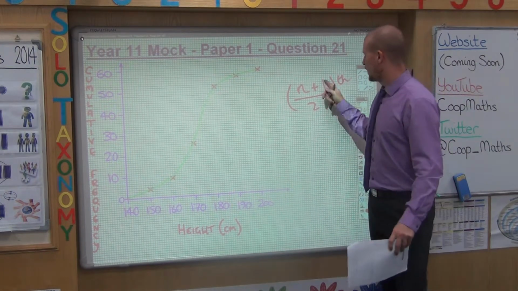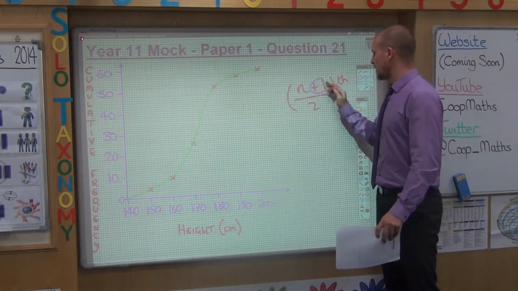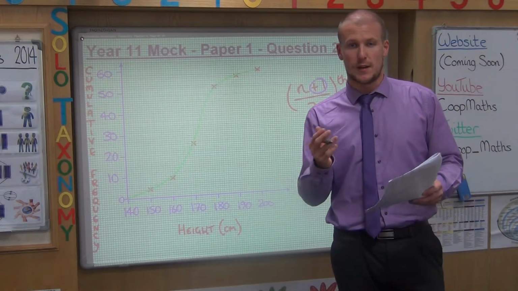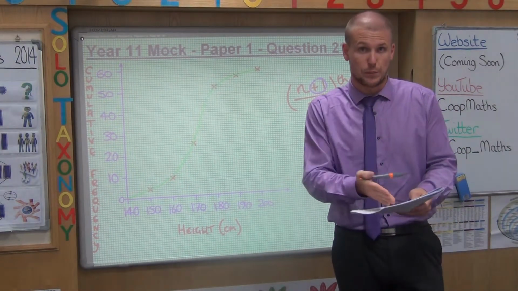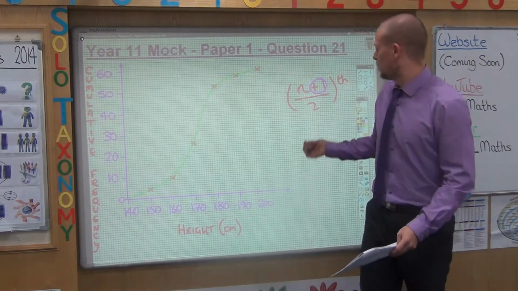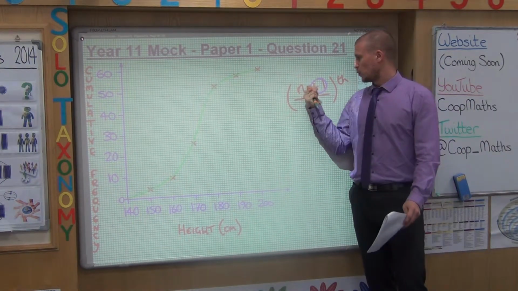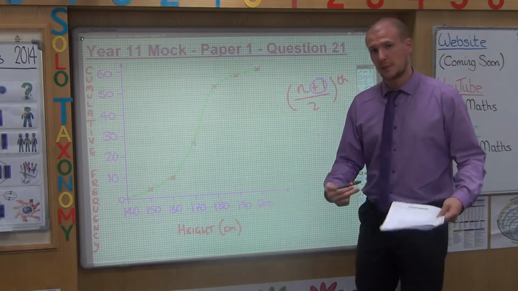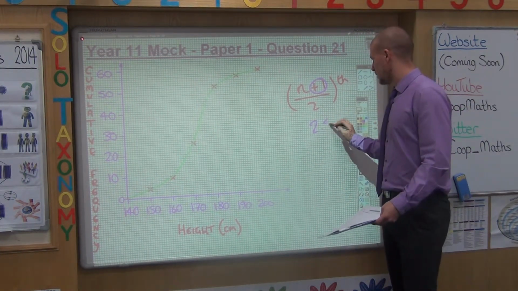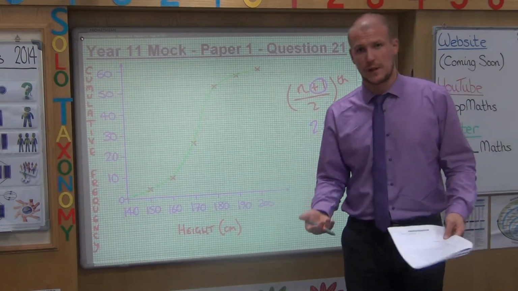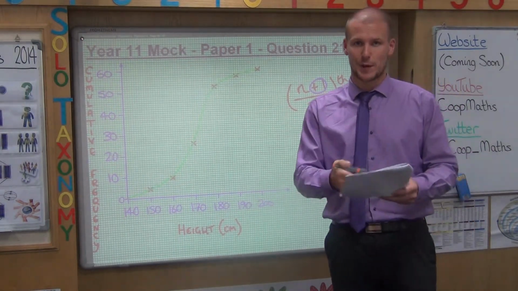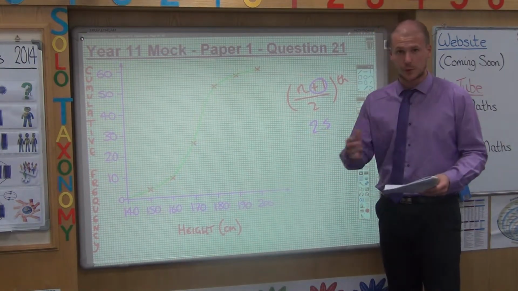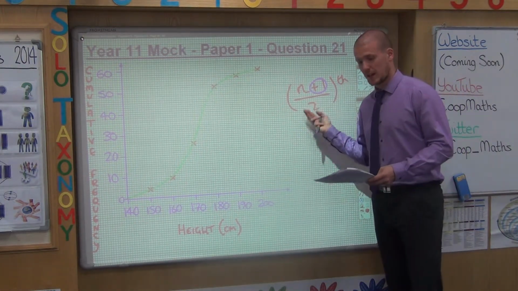This plus 1 takes into account the fact that when you have an odd number of values, the middle value will be part of the list. But if you have an even number of values, let's say 4, when you add 1 you get 5, divided by 2 you get 2.5. So the 2.5th term is the median, or in other words, halfway between the 2nd and 3rd. So you've got those situations in median where you want halfway between two numbers. This formula takes that into account.